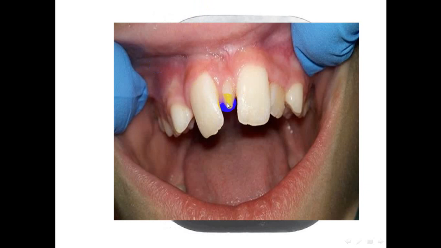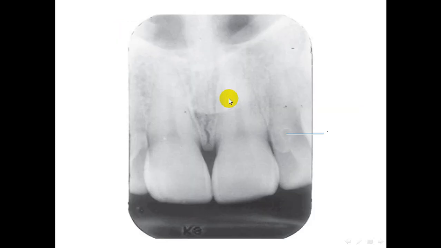And this is the natural appearance of mesiodens. It is a screw-like shape, screw-driver-like shape, located between the two centrals, giving an ugly appearance to the patients and treated by extraction.